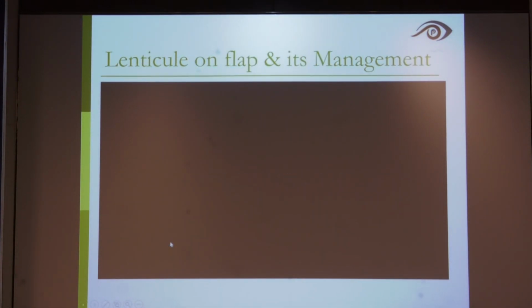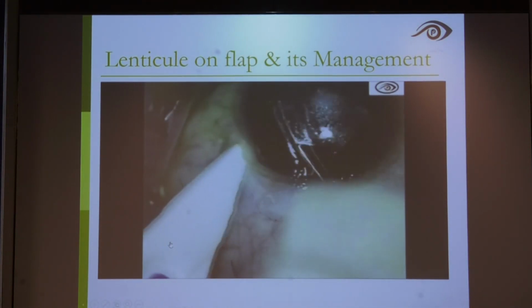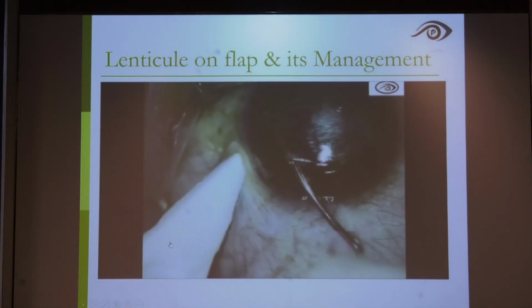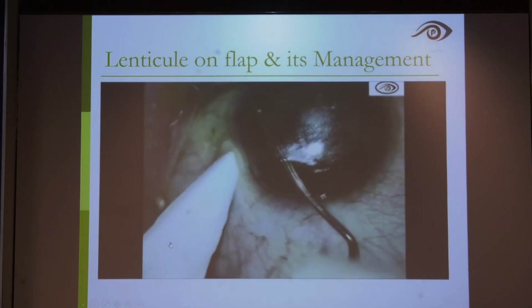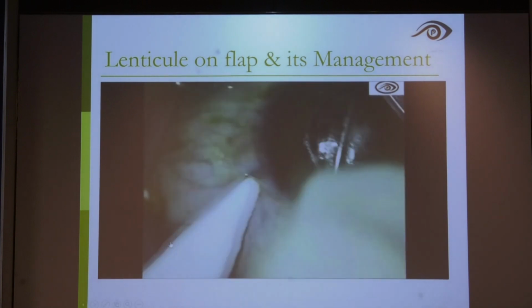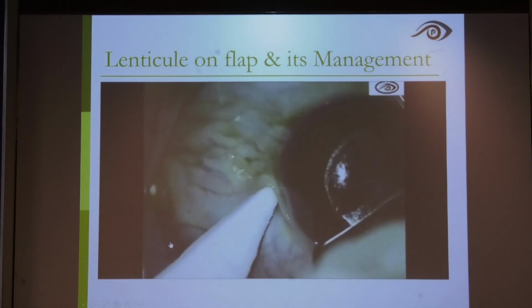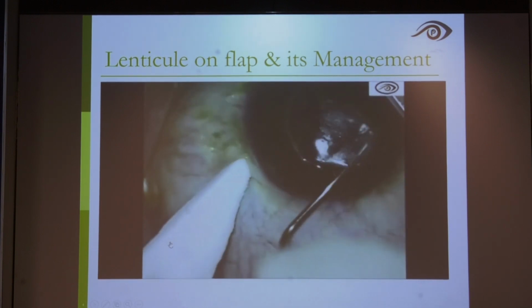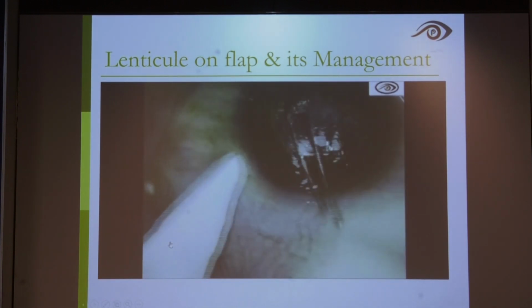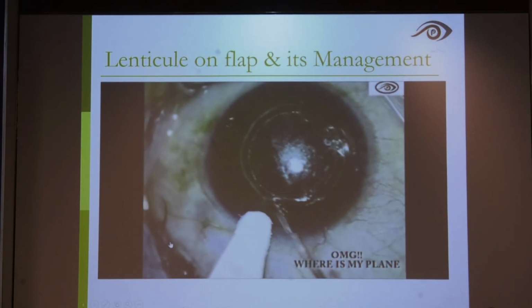This is one more complication, that is a lenticule on the flap. See here once again identification of the layer was done very well. But the surgeon might have really taken his eyes off when he is entering one more time with the long dissector. So he has gone inside. See, whenever you are doing the posterior surface, normally the dissection will be much easier than the anterior surface. Now he is trying to search for that, he could not see the plane at all.